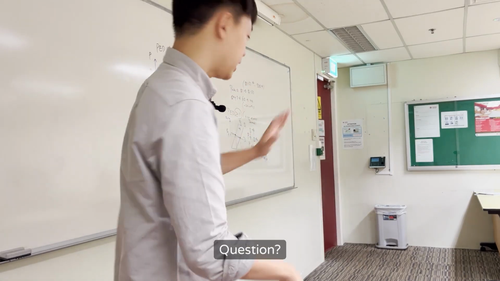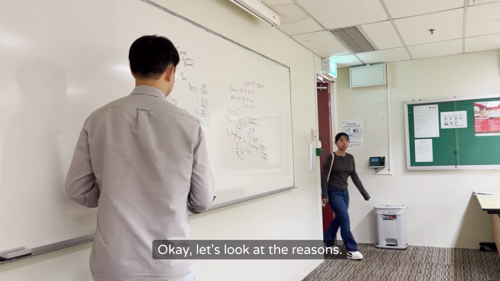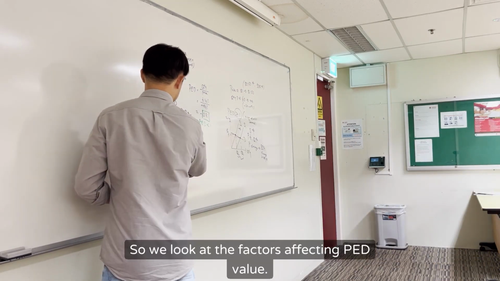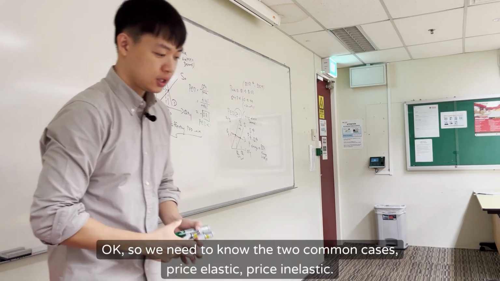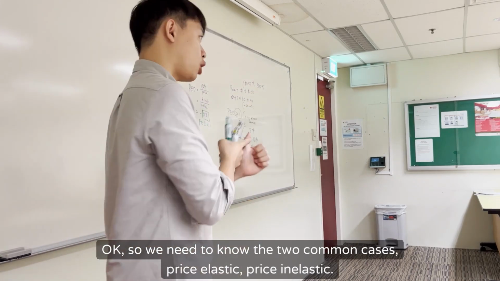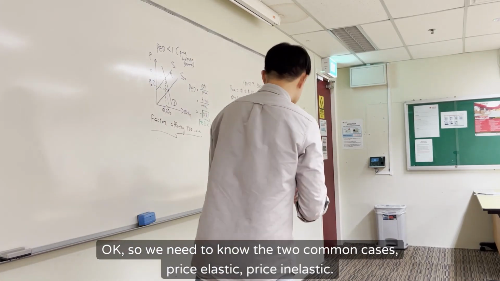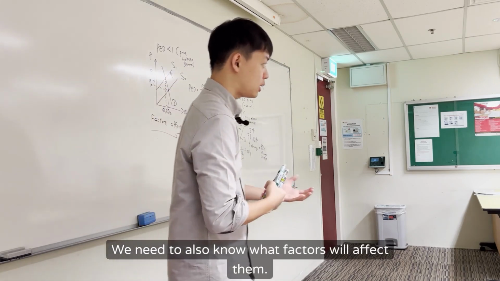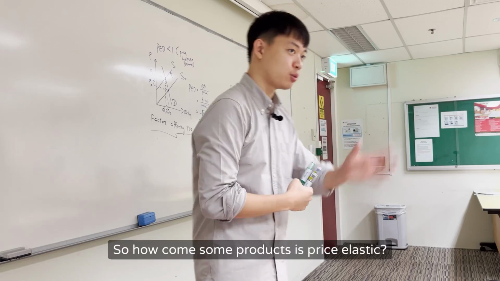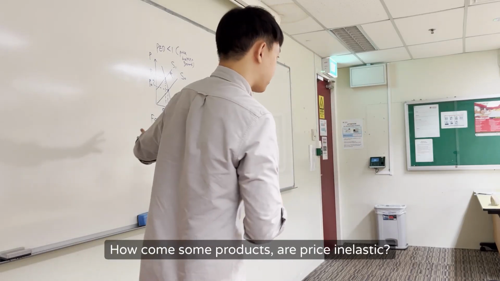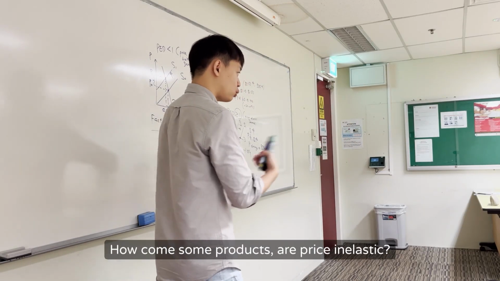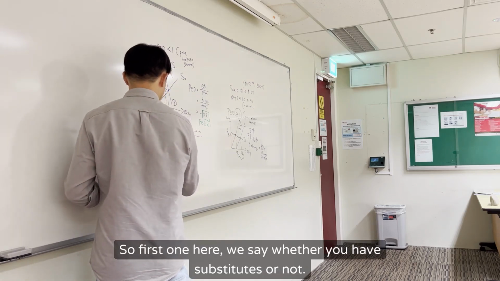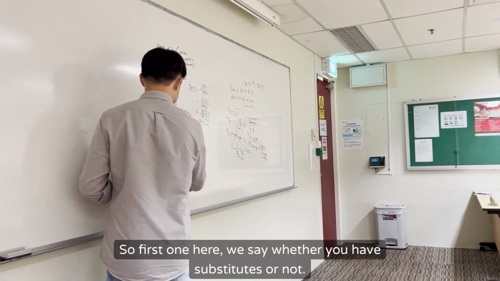Last question. Okay, let's look at the reasons. So we look at the factors affecting PED. We need to know the two common cases, price elastic and price inelastic. We also need to know what factors will affect them. So how come some products are price elastic? How come some products are price inelastic? So what determines the PED value? First one here, we say whether you have substitutes or not.